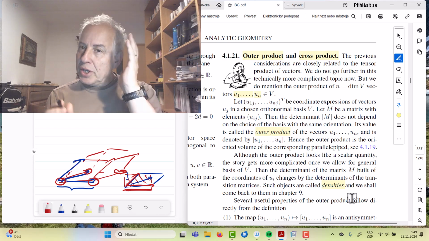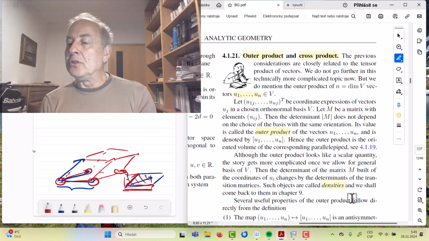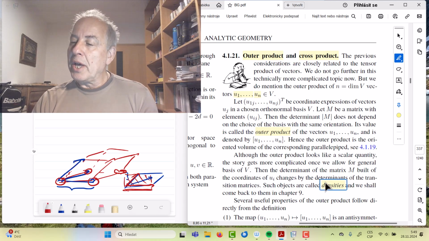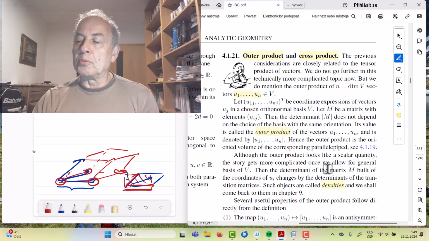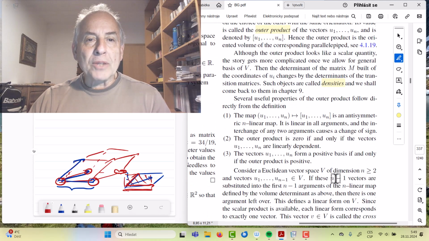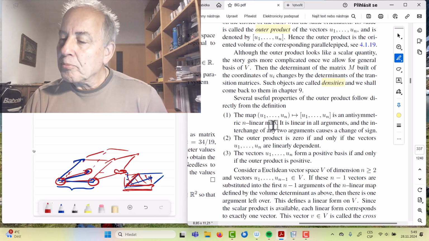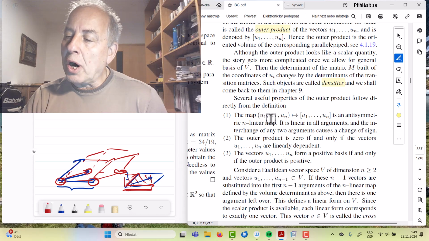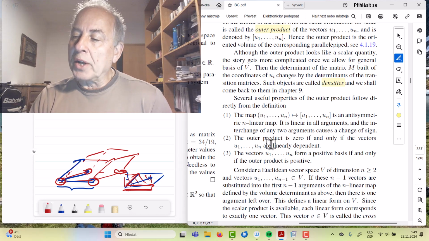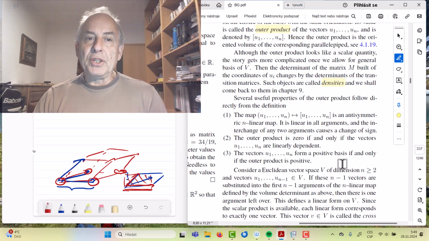So just keep it in mind that there is something like the exterior or outer product of vectors, and it's linked to the determinants, and the scalar objects obtained in this way are called densities. But why we are mentioning it now is that if we just fix all the arguments except the last one, then what we get is a linear form.